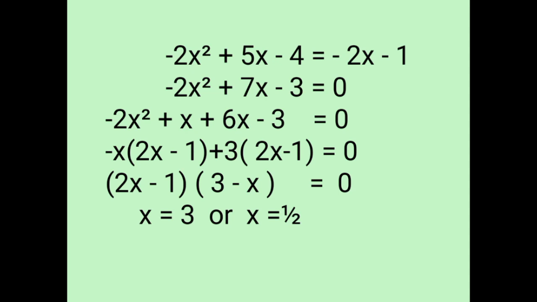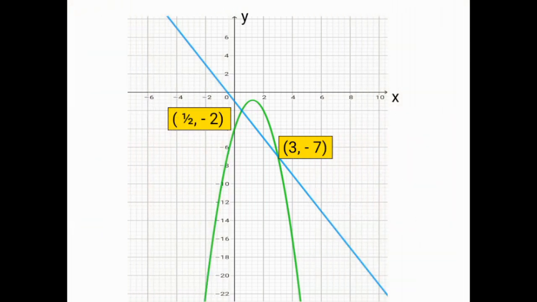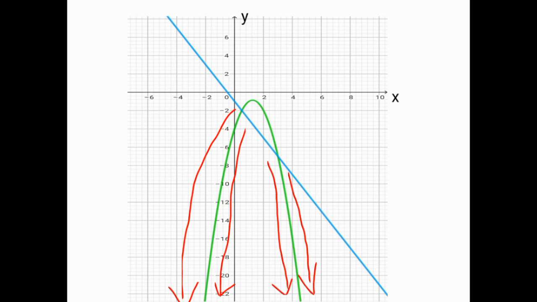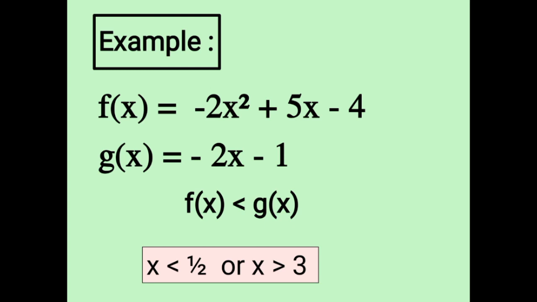And the y coordinates are when x equals 3, y equals minus 7, and when x equals 1 over 2, y equals minus 2. So the coordinates of the points of intersection are (3, minus 7) and (1 over 2, minus 2). As you can see from the arrows, the curve y equals f(x) is below the line y equals g(x) when x is less than 1 over 2 and when x is greater than 3. And hence the solution is x is less than 1 over 2 or x is greater than 3.